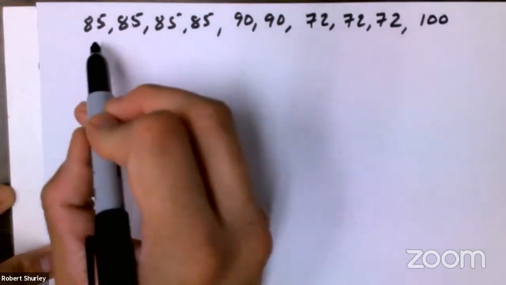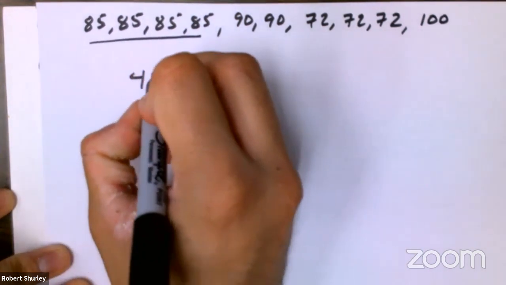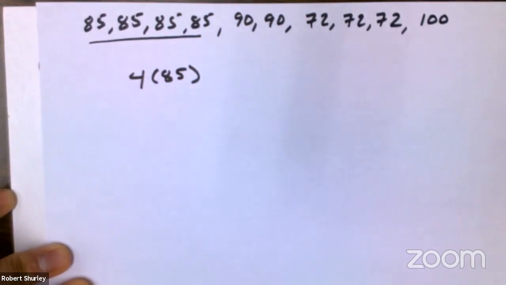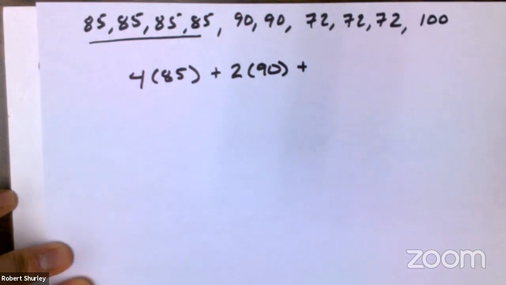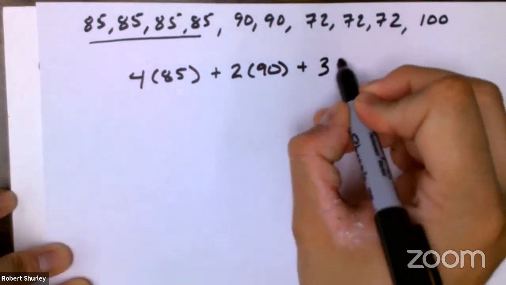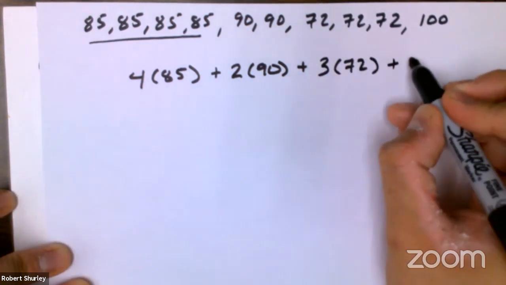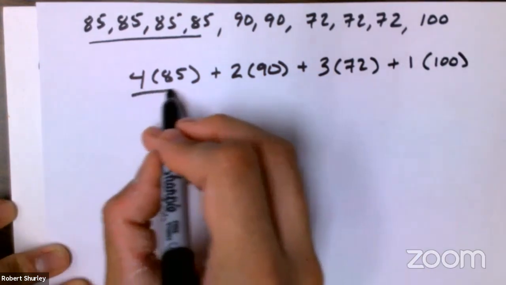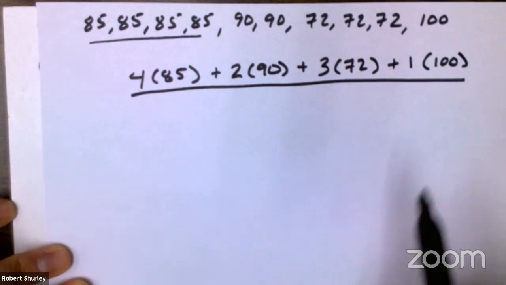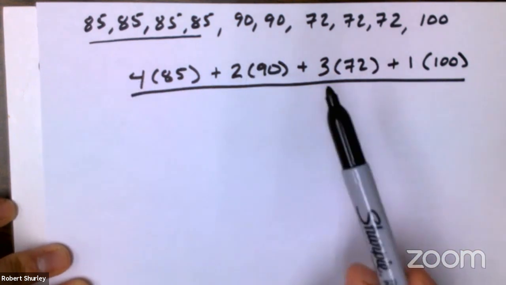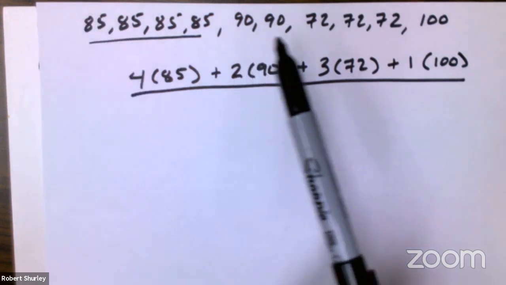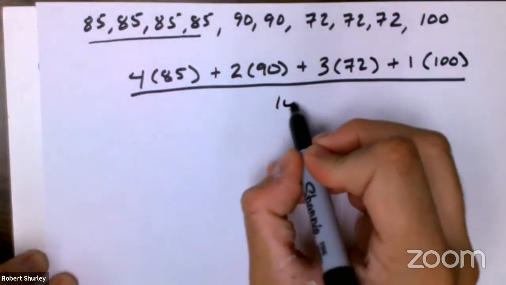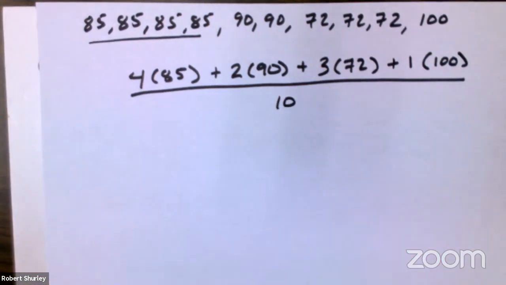But the weighted mean says, hey, we've got 4 people that made 85, so I'm going to just multiply that by 4 instead of writing out 85 plus 85 plus 85 plus 85. Plus 2 people that made 90, so instead of writing out 90 plus 90. Plus 3 people that made 72. Plus 1 person made 100, but you don't have to write that 1 there, right? And then the total would just be these added together, 4 plus 2 plus 3 plus 1. So that winds up being 10. So divided by 10.